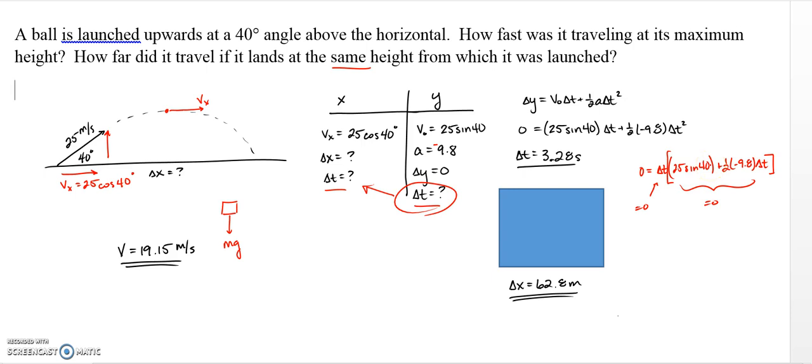Another way you could solve it algebraically is if you took this value and added it to the other side. Then I would have 4.9 delta t squared equals 25 sine 40 times delta t, and then you realize you've got delta t on both sides, so that can go away, and you could approach it that way too. So two ways to algebraically approach how to get that delta t, or you could use a quadratic. I mean, go nuts, whatever makes your day.